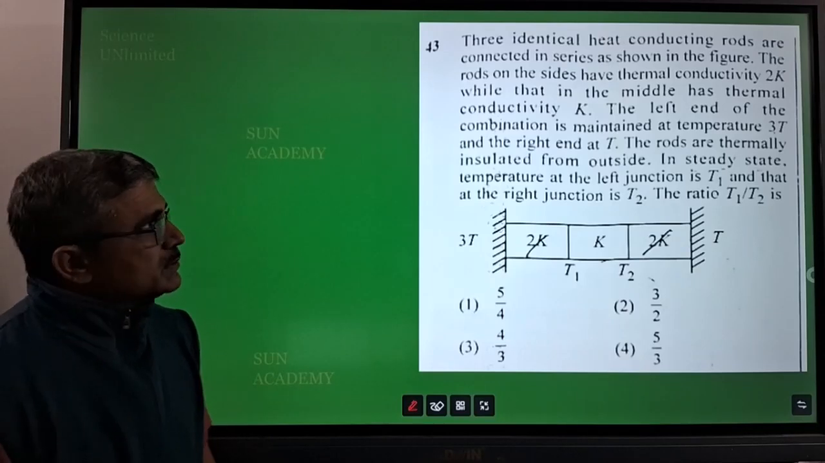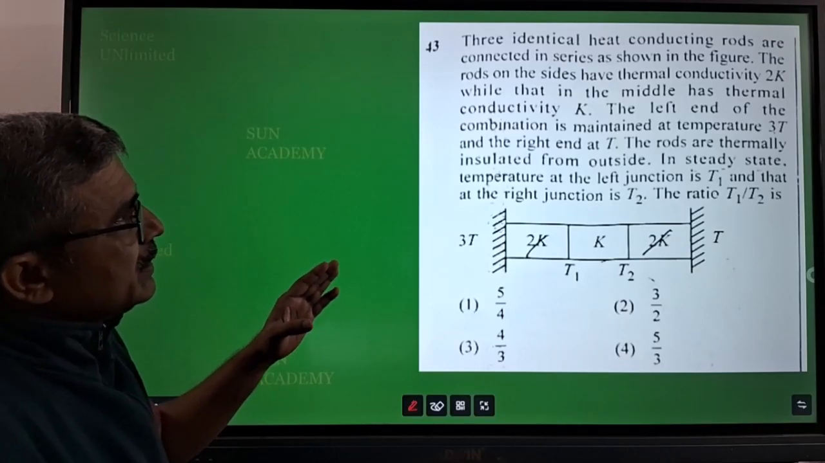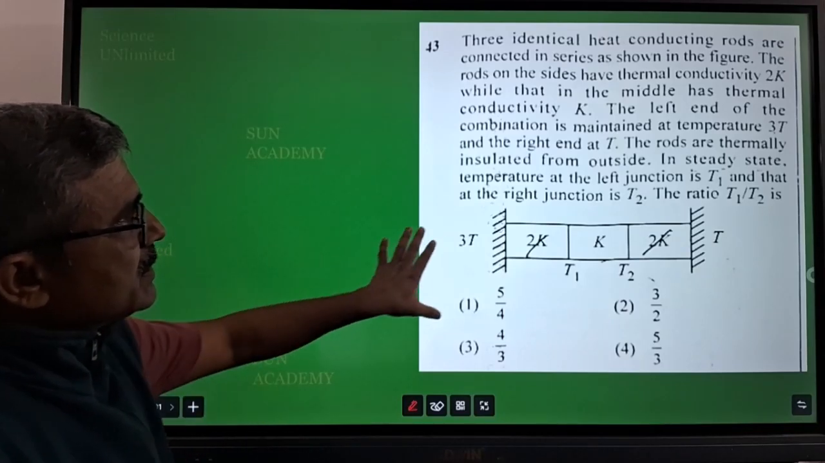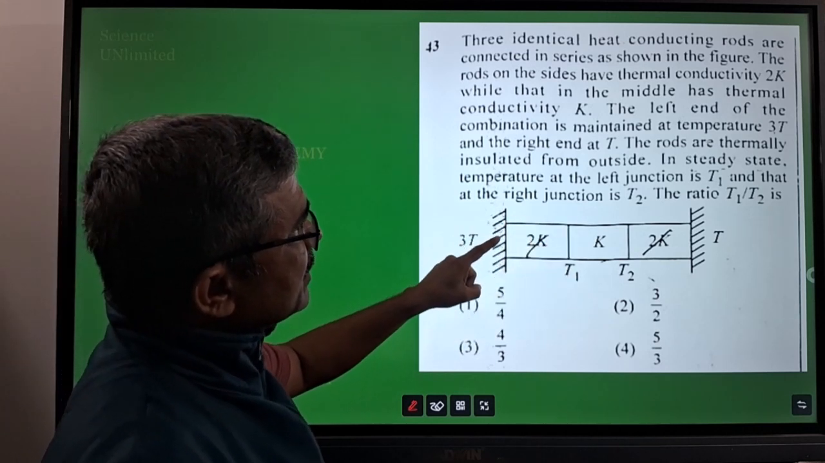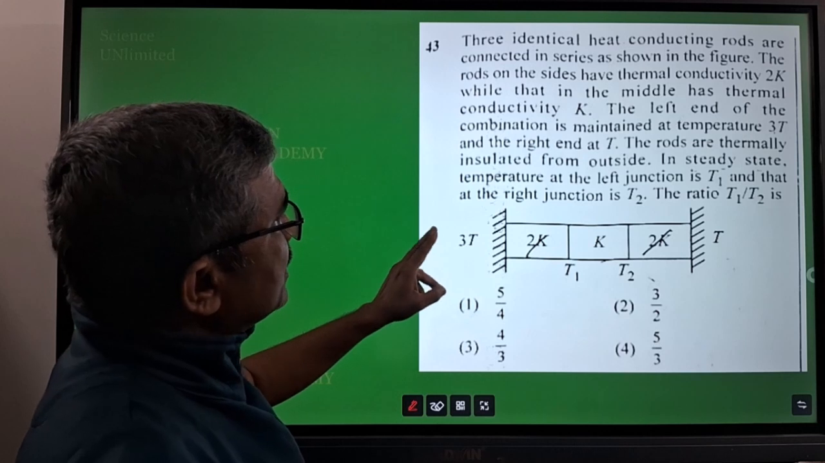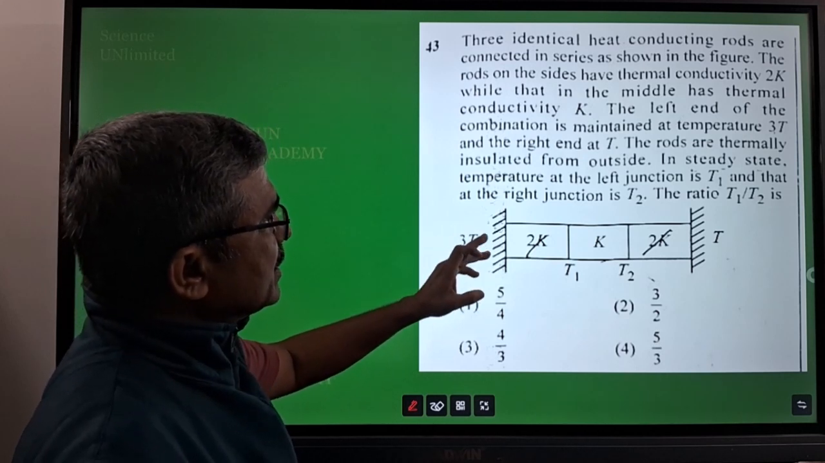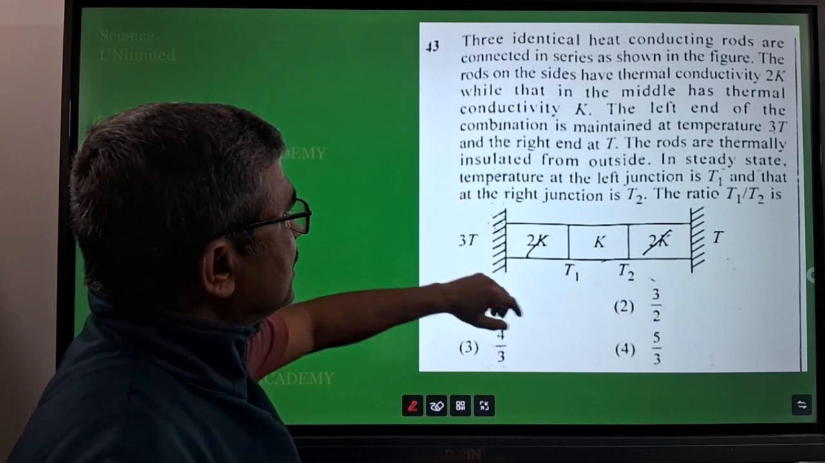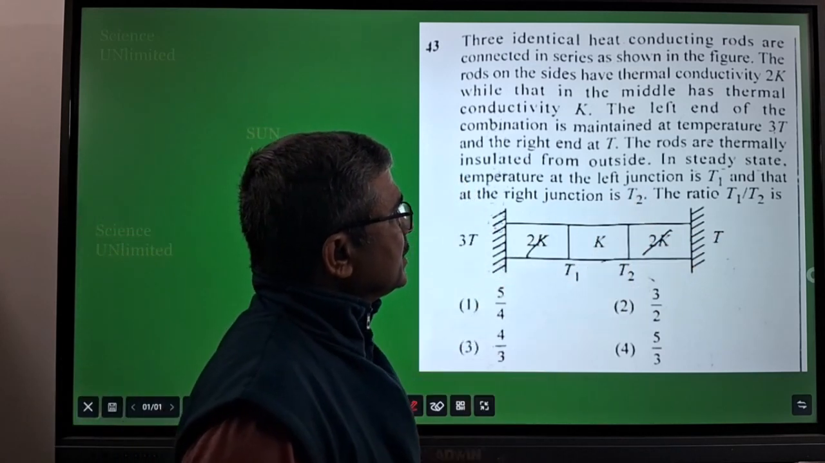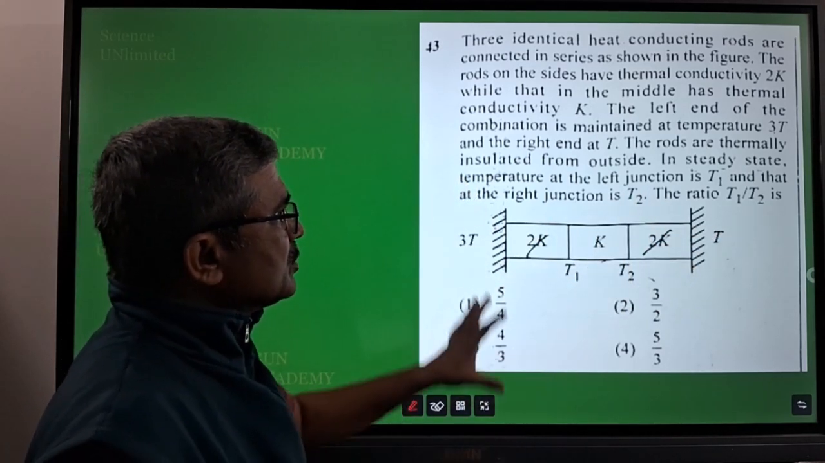So our next question is: three identical heat conducting rods are connected in series as shown in the figure. The rods on the sides have thermal conductivity 2K, while the one in the middle has thermal conductivity K. The left end of the combination is maintained at temperature 3T and the right end at T. The rods are thermally insulated from outside.